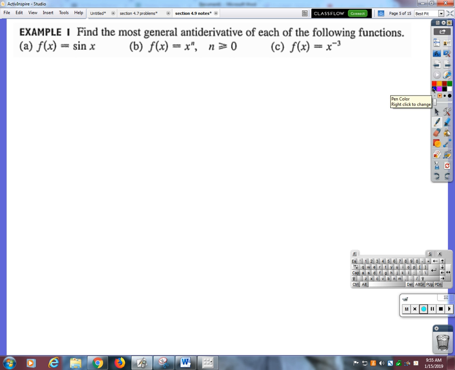So if I start with the sine of x as my function, what is the antiderivative of the sine of x? What could I take the derivative of? What's that? Negative cosine, yeah. Because you know the derivative of cosine is negative sine. So if you want to have the derivative equal sine, then you have to start with negative cosine, okay?